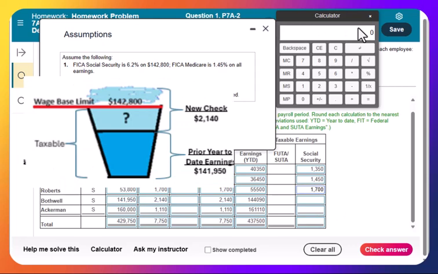Let's take a moment to review. Which is the taxable part? The gross pay over the wage base or the gross pay under the wage base? It's only the part under the wage base that is taxable, so anything that's overflowing out of the cup over that wage base limit is no longer taxable.